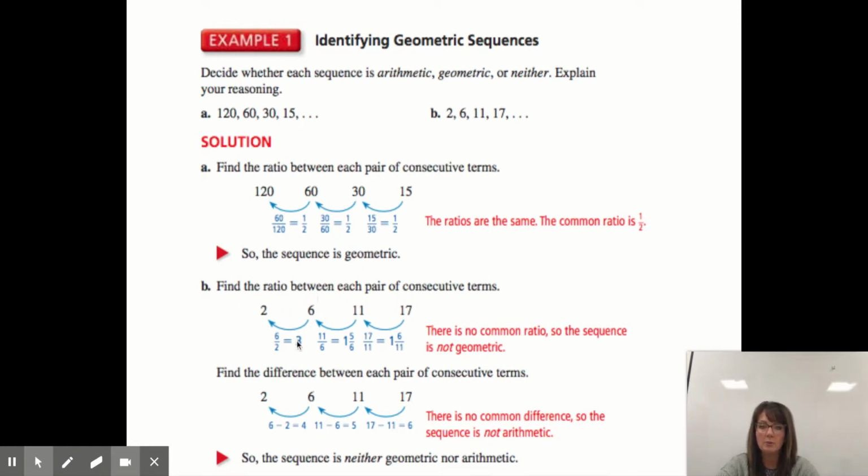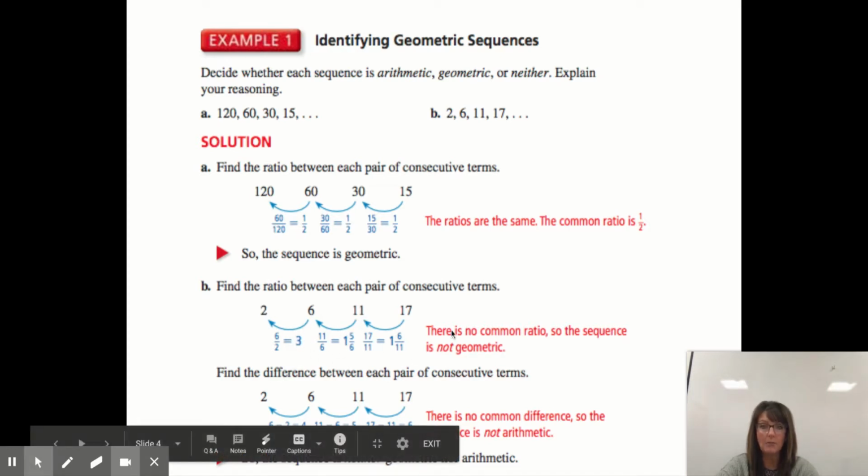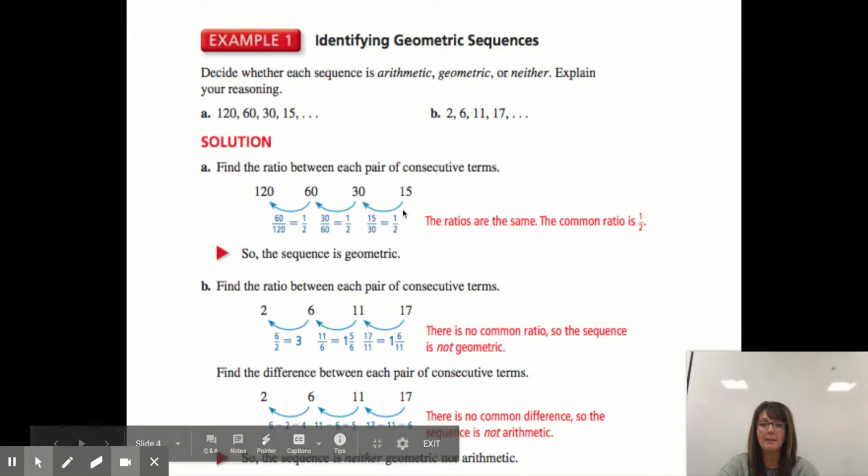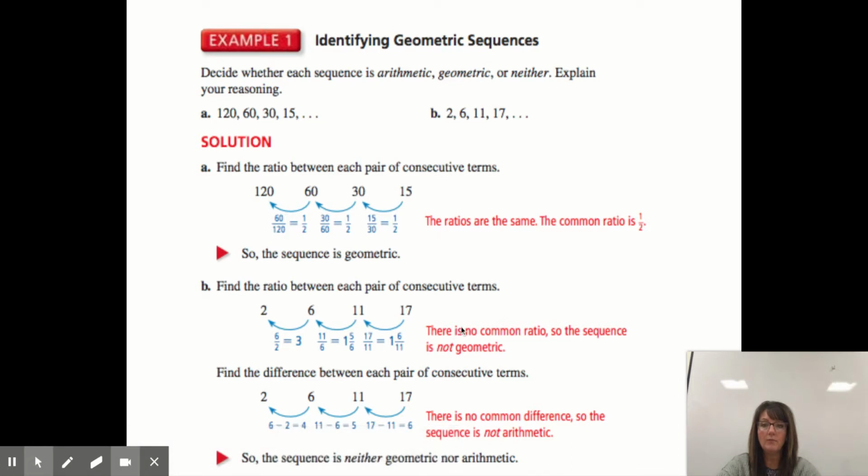So find the ratio between the terms. 6 divided by 2 is 3, and 11 divided by 6 is not 3, right? So there's no common ratio, so it's not geometric. Then find the difference. If you take 6 minus 2, you get 4, and 11 minus 6 is 5, and 17 minus 11 is 6. There's not even a common difference, so it's not arithmetic. So it is neither.